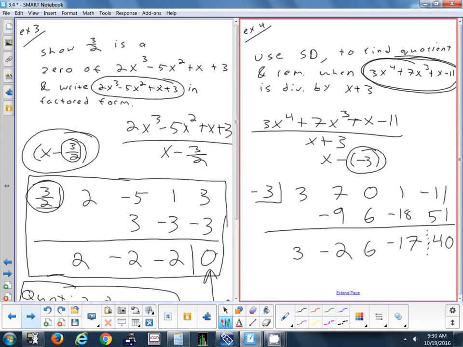Yep, Jack? -3 is not a 0. You could also say -3 is not a root. This graph does not cross the x-axis at -3. Any of those 4 statements are all equivalent. Questions on that one? Once you get used to synthetic division, it really is pretty fast, as long as the numbers you're multiplying and adding aren't too difficult to do in your head.